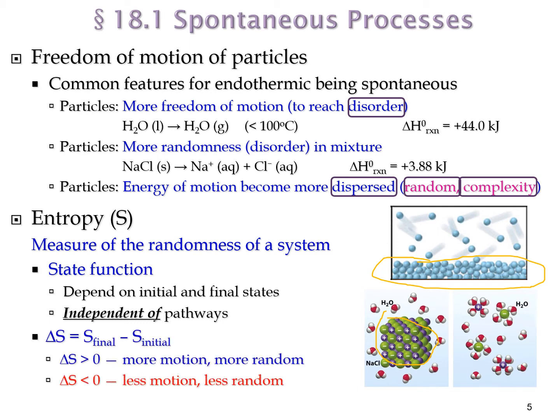And of course, we can apply delta, which is a change, to the entropy. So the change in entropy must equal the entropy at the final state minus the entropy at the initial state. If delta S is greater than 0, it means there's going to be more motion, more randomness. If delta S is less than 0, we'll be talking about a process that leads to less randomness and less motion.